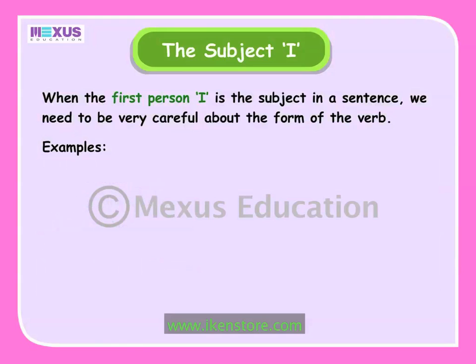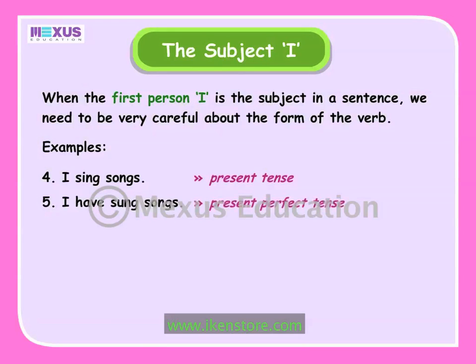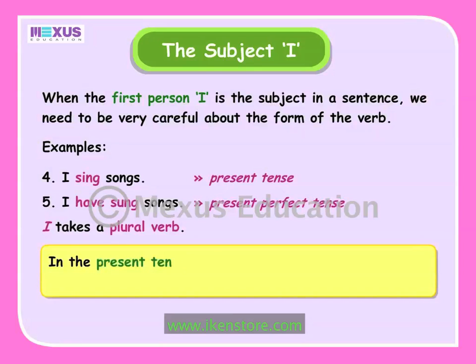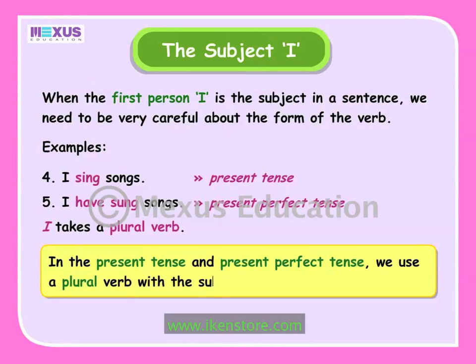The sentence I sing songs is in the present tense. The sentence I have sung songs is in the present perfect tense. The plural verbs sing and have sung are used here. So, we can see that in the present tense and present perfect tense, we use a plural verb with the subject I.